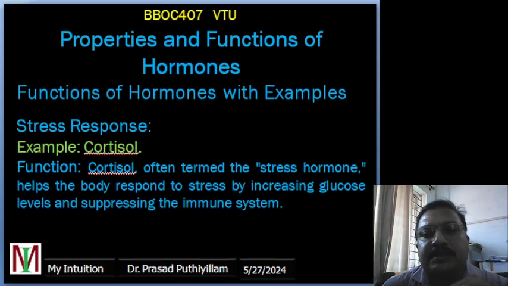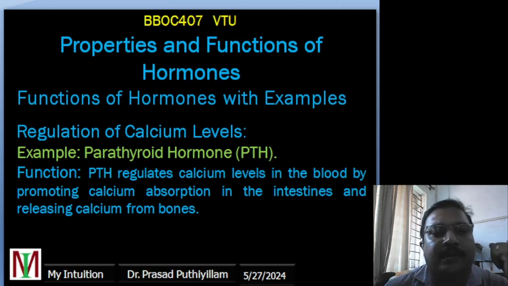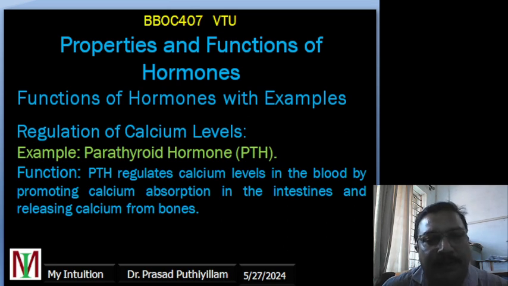Now, regulation of the calcium levels. The PTH, that is parathyroid hormone, produced by the parathyroid glands, regulates the calcium levels in the blood. It increases the blood calcium levels by promoting the release of calcium from bones, enhancing the calcium reabsorption in the kidneys, and increasing the calcium absorption in the intestine also.